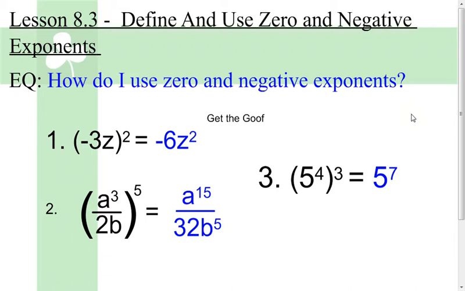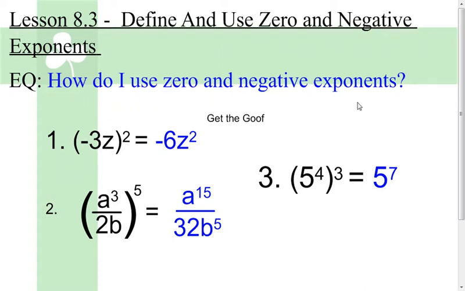Last couple lessons we've talked about have been dealing with exponents. That's kind of the entire point of this chapter 8. Well, today we're looking at negative exponents and zero exponents. Zero exponents you're going to see are actually pretty simple. Negative exponents, on the other hand, can be a little bit tricky. So, make sure you have the essential question copied down. It says, how do I use zero and negative exponents?